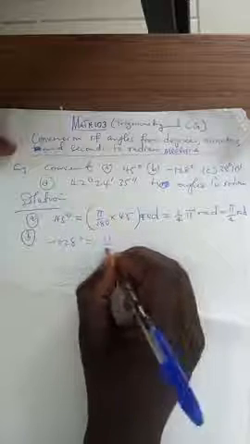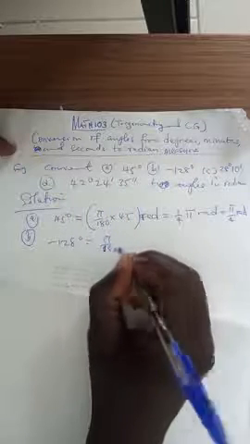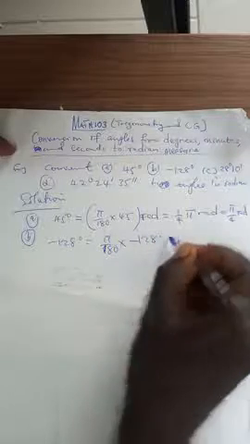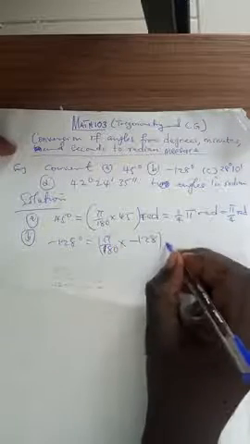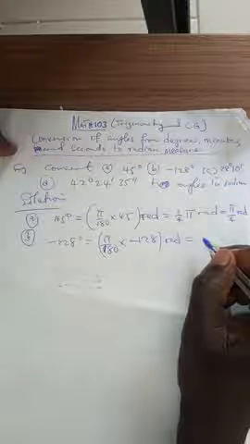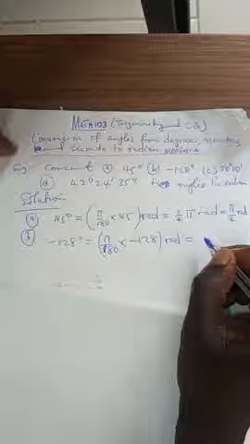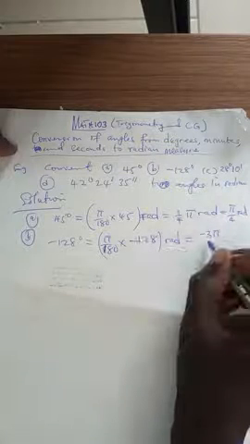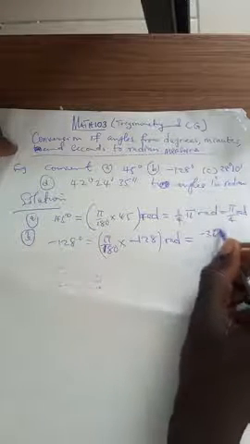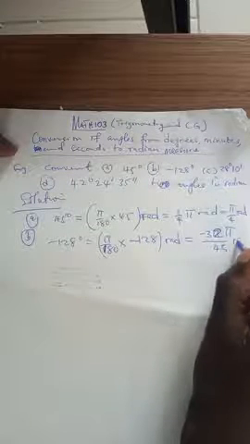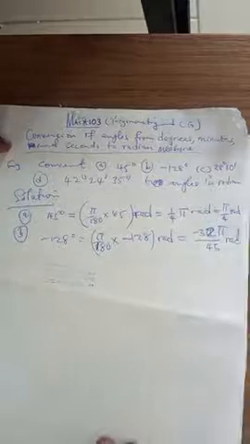And we go to B, and the B part is saying minus 128 degrees. This is equal to pi over 180, because it is in degrees, times minus 128 degrees. And the answer will appear in radian measure. If you multiply, the answer is going to be minus 32 pi over 45, because of the negative here, and this is a radian measure.